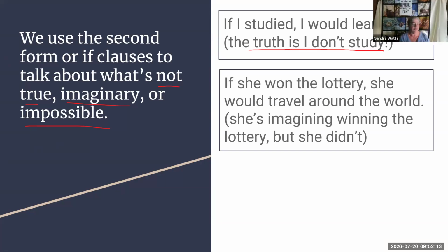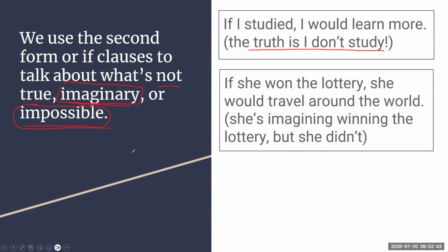One of my favorite examples. If she won the lottery, she would travel. But did she win the lottery? No. Is she thinking I'm going to win the lottery? No. She's basically thinking this is just what I'm imagining, or this is not possible or not true. It's not going to happen. Okay.